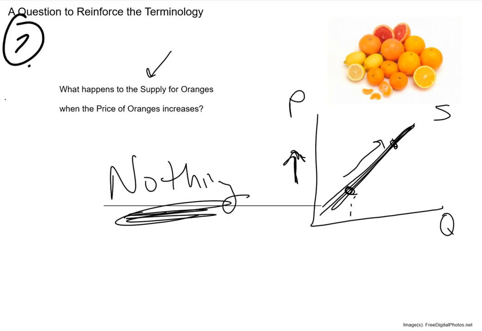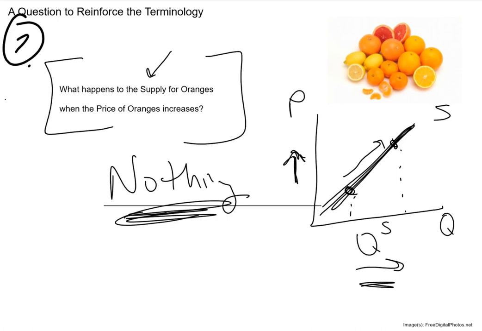And what will increase is not supply, but rather the quantity supplied. Notice the question was, what happens to the supply of oranges? Nothing. The quantity supplied increases, but the supply does not change.